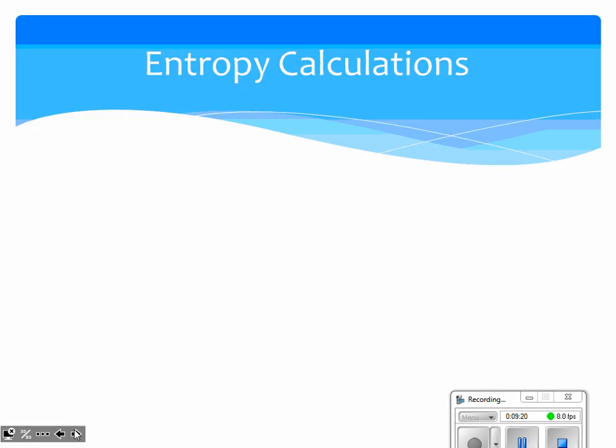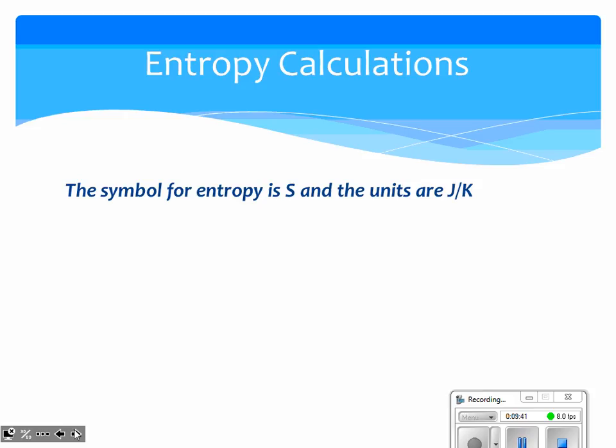So on that data table, it has values for certain things. We're going to go over some entropy calculations, and I think that you'll find these pretty easy if you can add, subtract, multiply. The symbol for entropy is the letter S, and the units for entropy are joules per Kelvin.